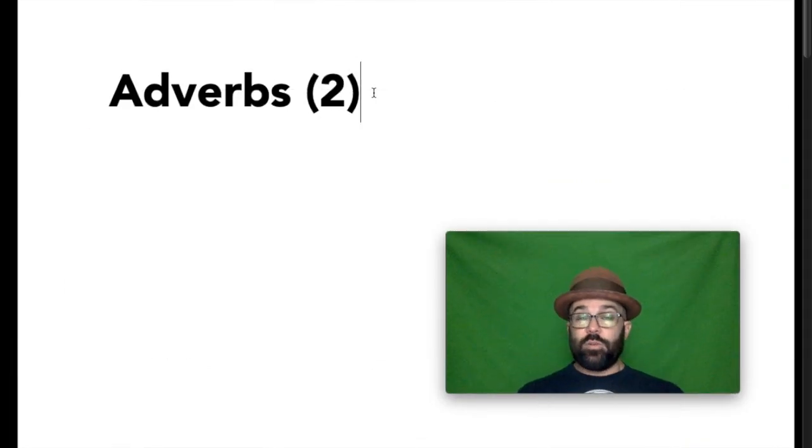And that concludes Adverbs Part 2. Adverbs that answer the question, to what extent? This was a very simple explanation, explaining the different possibilities. The best way, of course, to master this type of adverb is to practice.